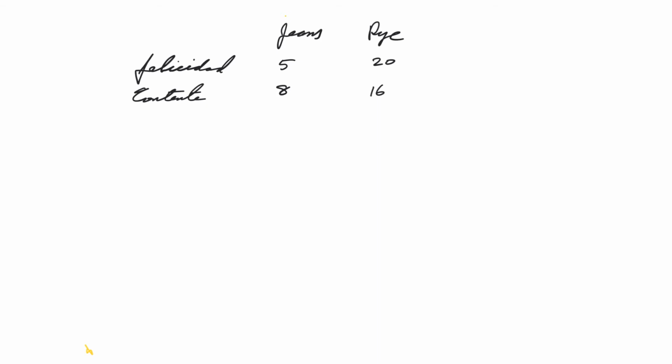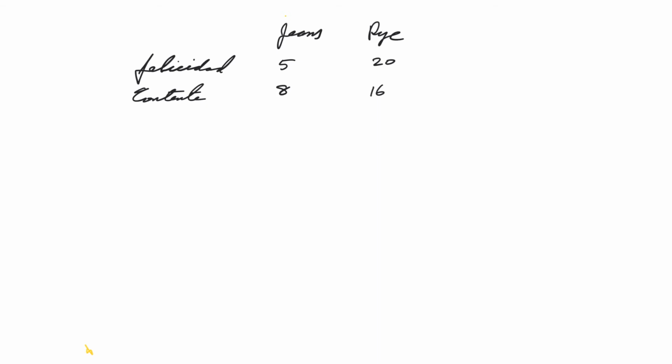So, this is the table given to us. There are different versions of the problem, but this is what I see. It says consider two neighboring island countries called Felicidad and Contente. They each have 4 million labor hours available per month that they can use to produce jeans, rye, or a combination of both. The following table shows the amount of jeans or rye that can be produced using 1 hour of labor. Okay, so this is what they give us.